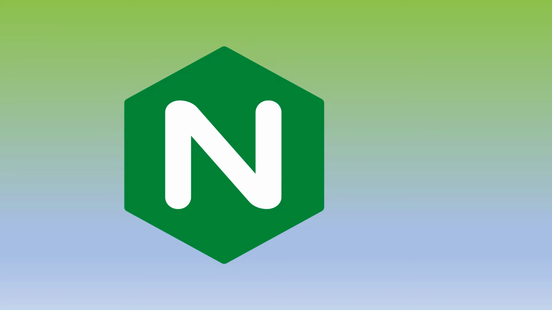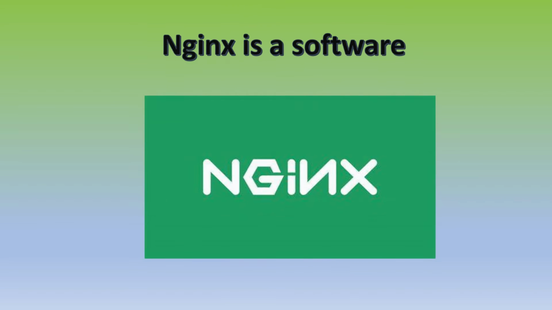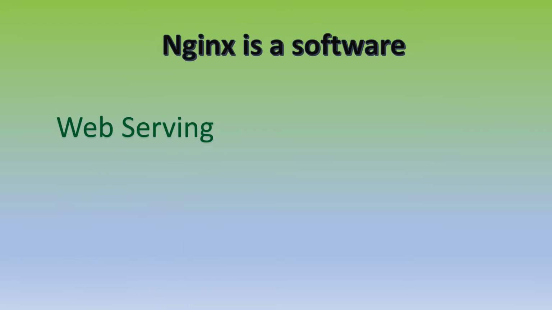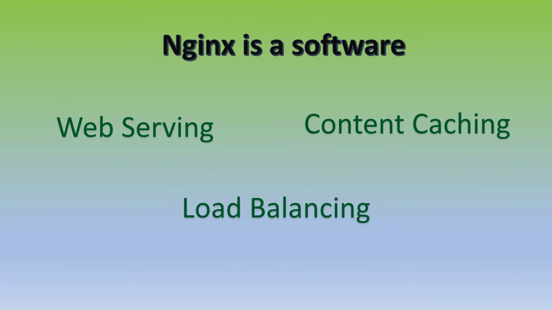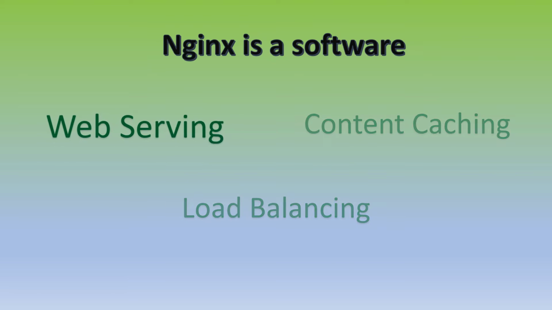In this video, let's try to understand what is nginx. Nginx is a software which can be used for web serving, load balancing, and content caching. This doesn't mean that it can be used only for these three things. There are multiple things which nginx does, but these are the most popular things which nginx does. So let's start with the first one, web serving.